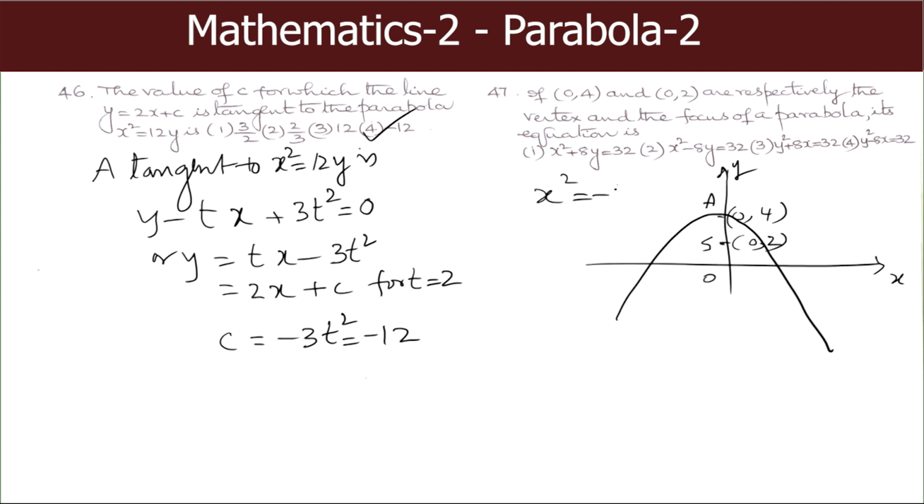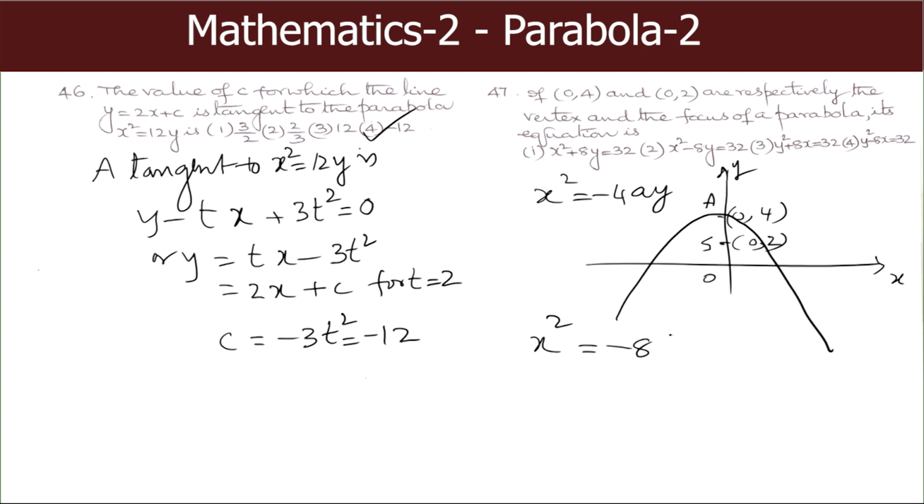Normally, x square equal to minus 4ay with the vertex 0, 0. But here the vertex is 0, 4. So, therefore, this is x square equal to... latus rectum. The distance between the vertex and the focus is 2. So, latus rectum is 8.